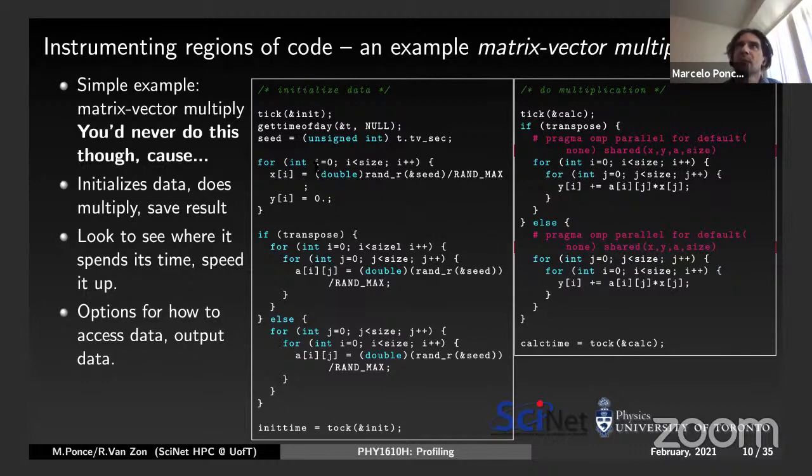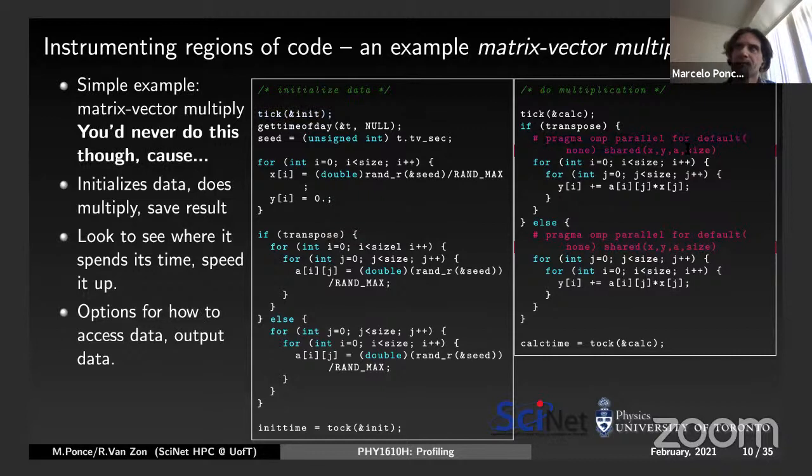So in this case, this code is going to initialize a vector. It's initializing x in this case, and y. And then it's going to initialize a matrix. And that's it. So I'm going to start my clock here, and then do the talk here. This is where the multiplication is being done. And there is a flag called transpose in this program that allows you to do the multiplication using either the matrix or its transpose.